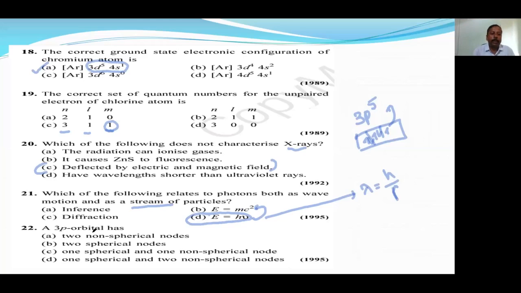Understood? Then, 3p orbital has how many nodes, spherical nodes or non-spherical nodes, and how many? Okay, so question, is it understood? I think it is simply formula based. One will be a spherical node, one a non-spherical node. Actually, non-spherical node means planar node. Planar node only is non-spherical node.